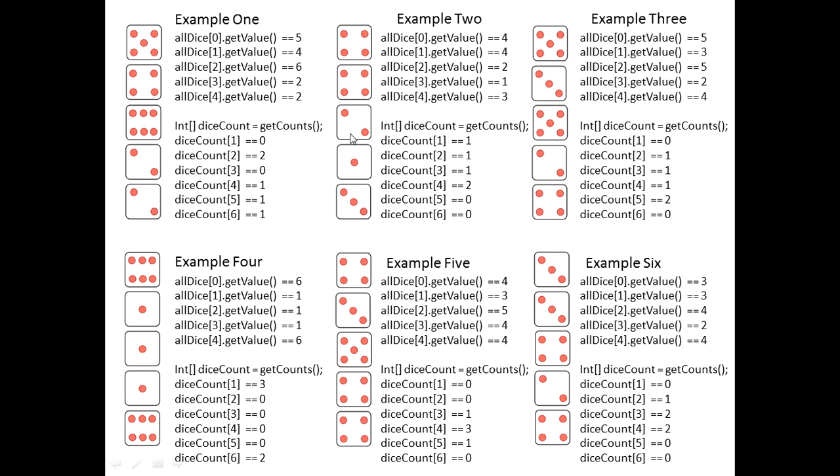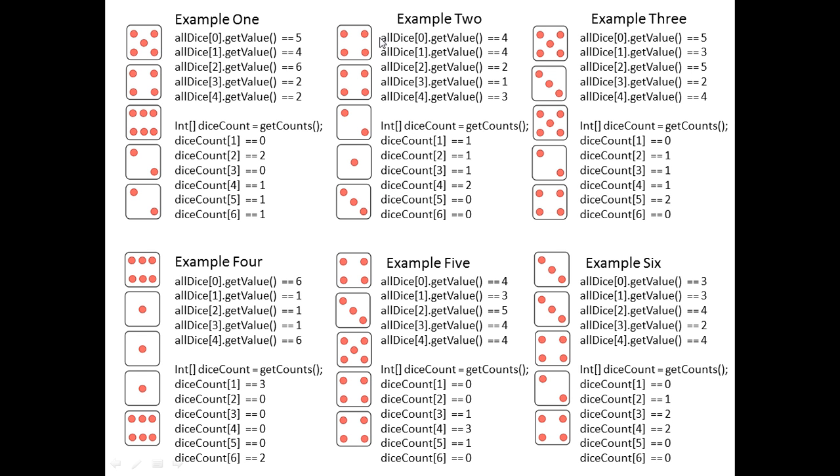And likewise, if you were given this set of dice, allDice[0].getValue() equals 4, because the die at index 0 has a value of 4. You execute getDieCounts. We have 1 1, we have 1 2, we have 1 3, we have 2 4s, no 5s and no 6s.